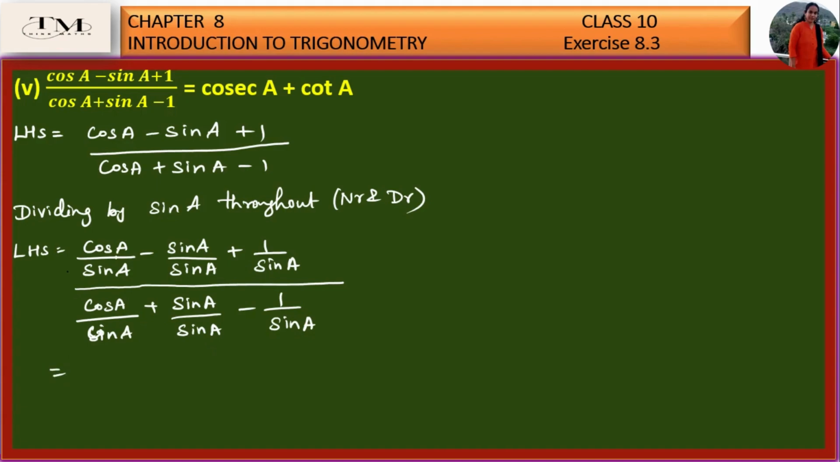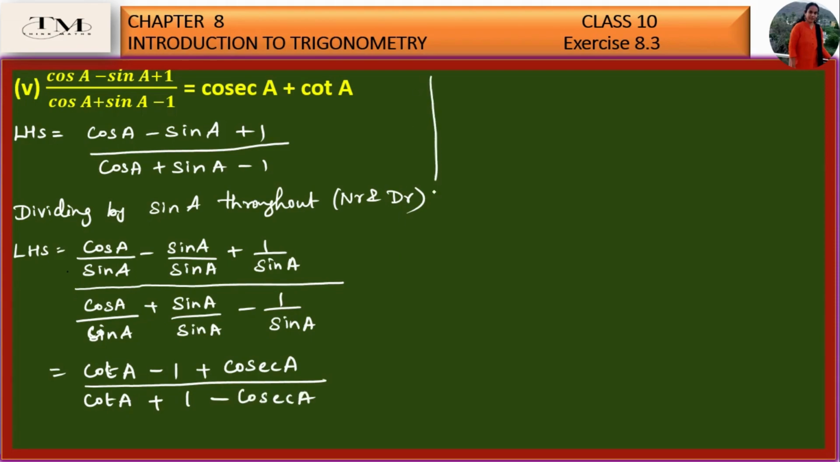Now what is cos A by sin A? It is cot A. Sin A by sin A gets cancelled and 1 by sin A is cosecant A, divided by cos A by sin A, which is cot A. Cot A, sin A by sin A is 1. So plus 1 minus 1 by sin A is cosecant A.